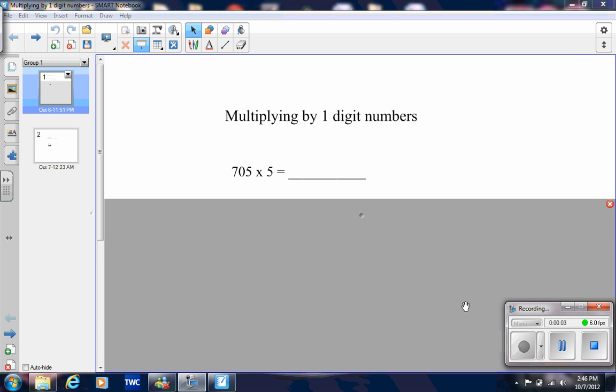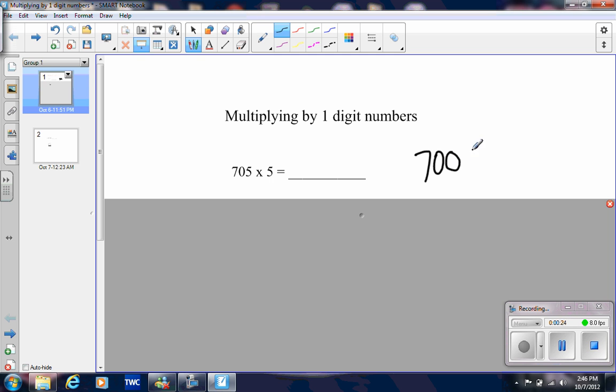Now it's time to start multiplying by one-digit numbers. When you multiply by one-digit numbers, again, it's nice to take a look at your estimating and see if the answer you're going to get makes pretty good sense. So when I look at 705, I would want to round to 700. And then the 5, I know you might think we round that up to 10, but again, let's just leave it where it's at.